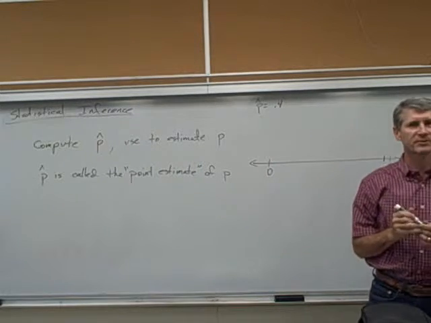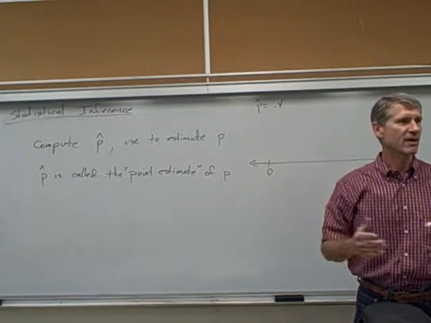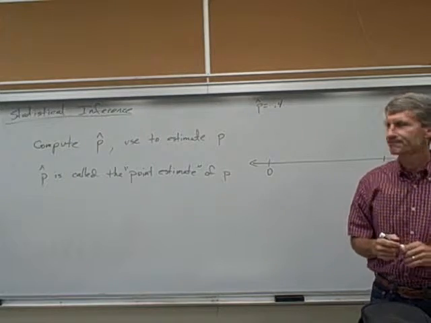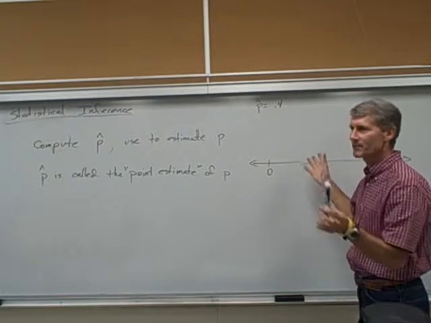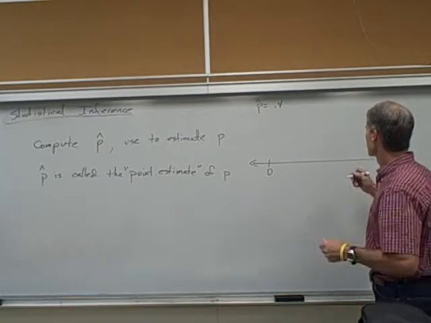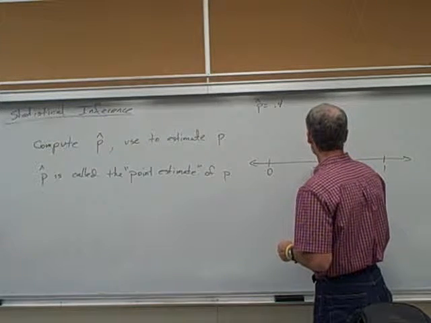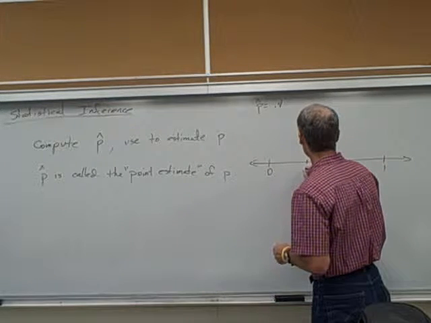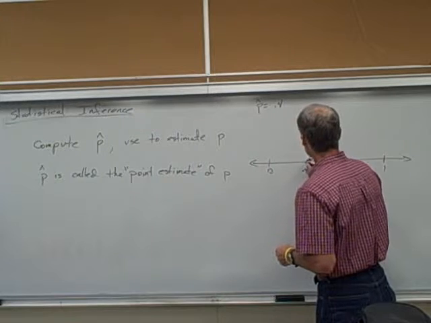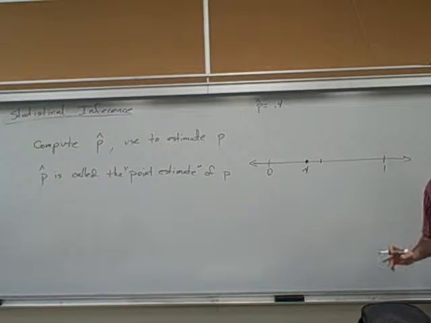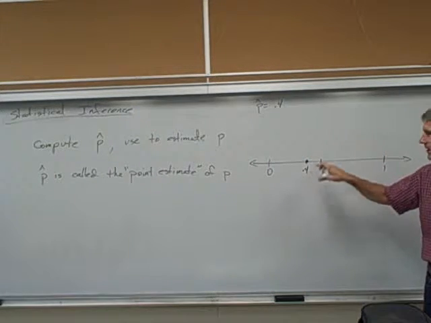40% of the people in the sample said, yes, I support that law. Okay? I'm making up numbers. I have no idea if it'd be anywhere near 0.4. But so on the number line, 0.4 is going to be right about there. It's called a point estimate because we literally can put a point on a number line and say, there's my estimate.